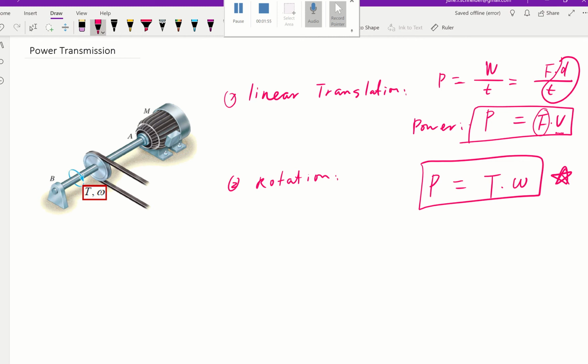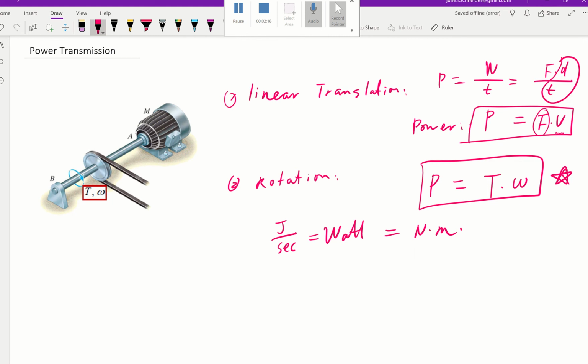And we can look at the units. Power we know is going to be watt, right? Watt is basically joule per second, energy per time. And then look at the right hand side. The torque is Newton times moment arm, which is the distance. And then we're going to times omega.